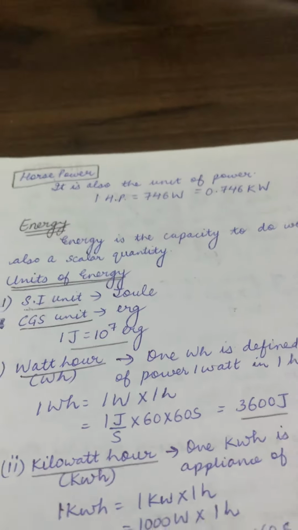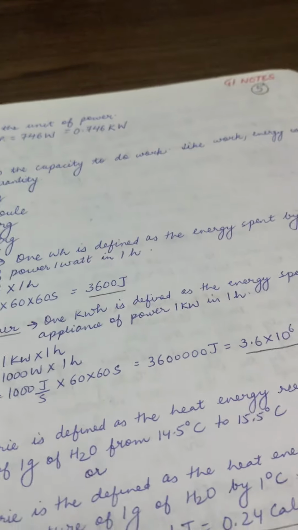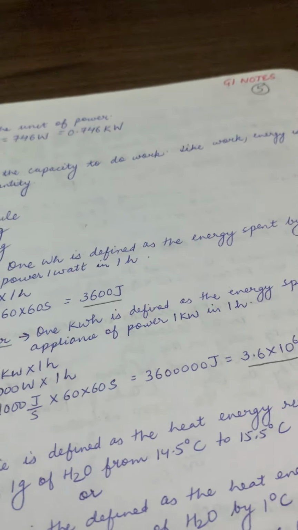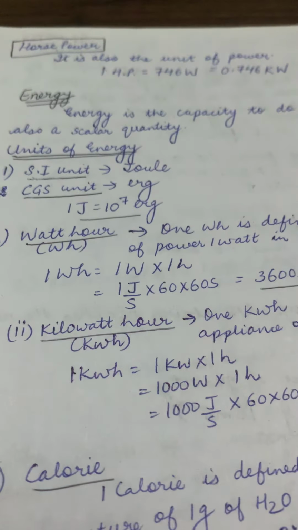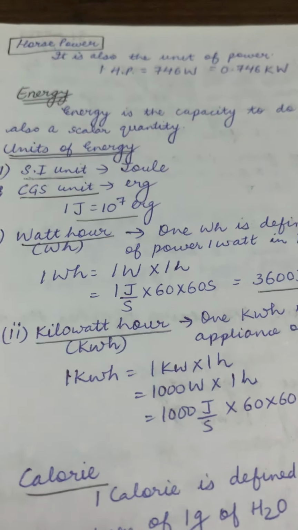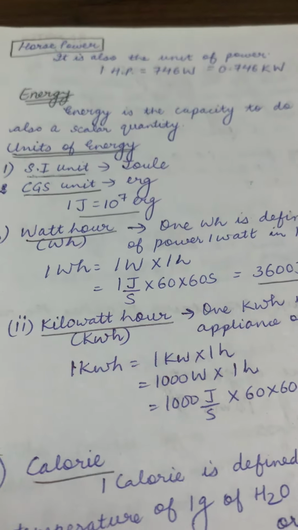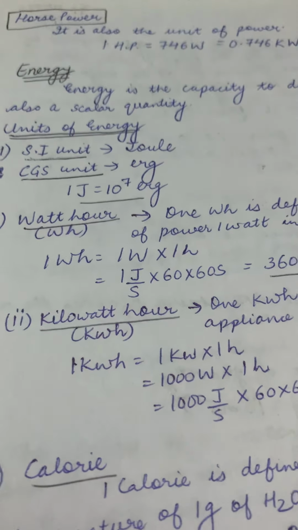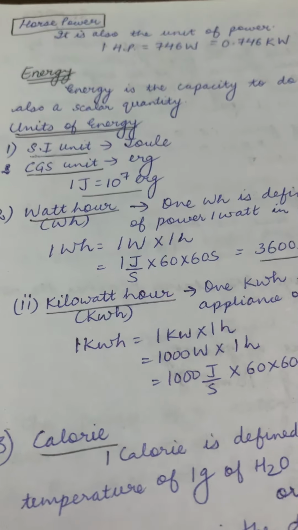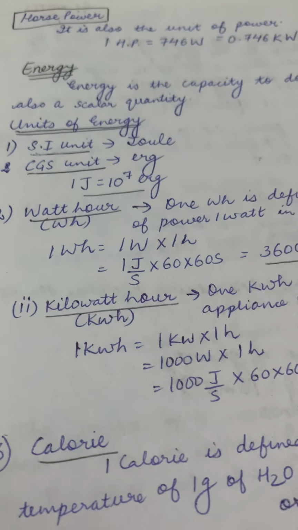Next is your energy. Energy is the capacity to do work. Like work, energy is also a scalar quantity, and units of energy, since energy is similar to work, so SI unit of energy is also joule and CGS unit of energy is also erg, and 1 joule is equals to 10 to the power 7 erg. We have already proved. Now there are some more units, commercial units of energy, those we are going to study.